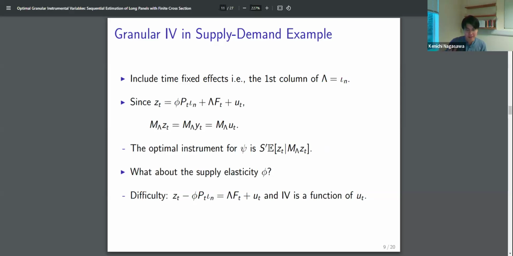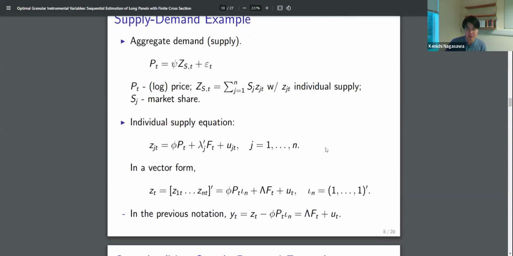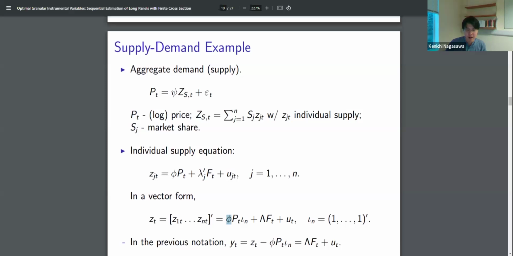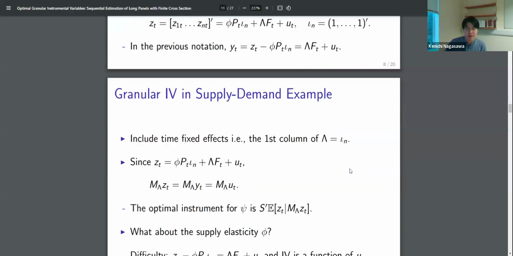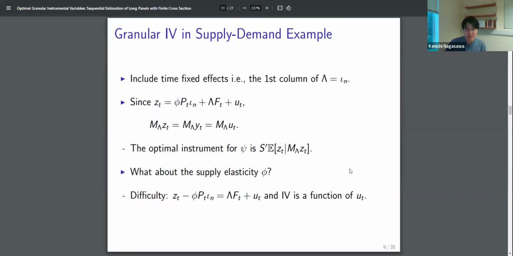Okay, so this is what I already talked about before, but now there's an additional parameter that we want to estimate, which is this phi parameter in the disaggregated equation, or the supply equation. So this is the supply elasticity. And importantly, we are assuming homogeneity of the supply elasticity here. And I think the natural thing to ask is, can we use the same instrument to estimate the supply elasticity?